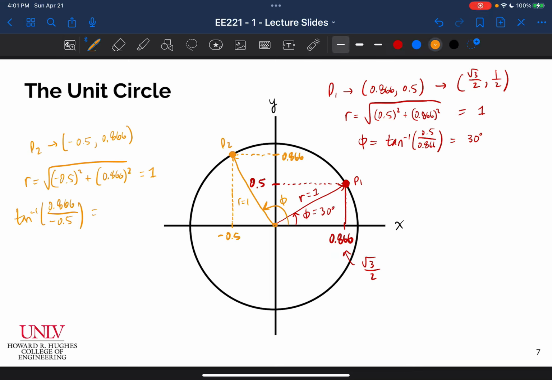Okay, so it turns out that I was correct. This does come out to negative 60 degrees. But if you have a calculator that only does this arctan function with a single argument, you also have to be conscious of the quadrant that your angle is in.